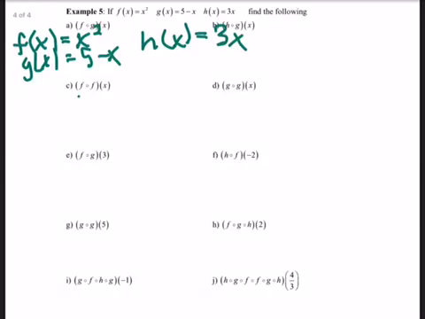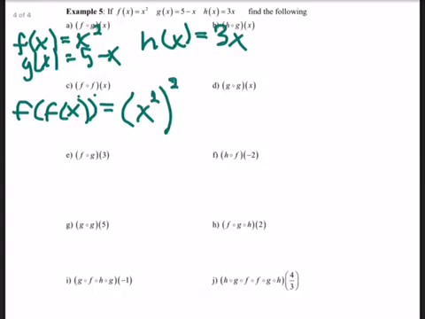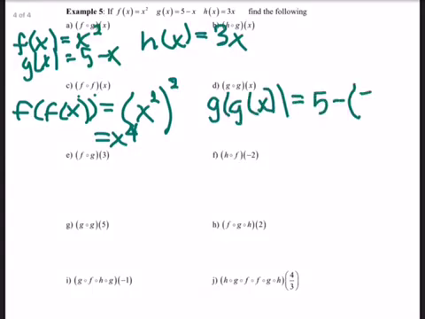Alright, so if I want to do f of f of x, that means I'm going to insert f of x back into itself. So that means I'm going to do the x squared into the x squared, so I get x to the 4th power. Okay. All right, and then I think we did this one in class, but we'll do it again. G of g of x means insert g into itself. So I have 5 minus g in place of x, so that's 5 minus 5 plus x, which leaves me with just x.